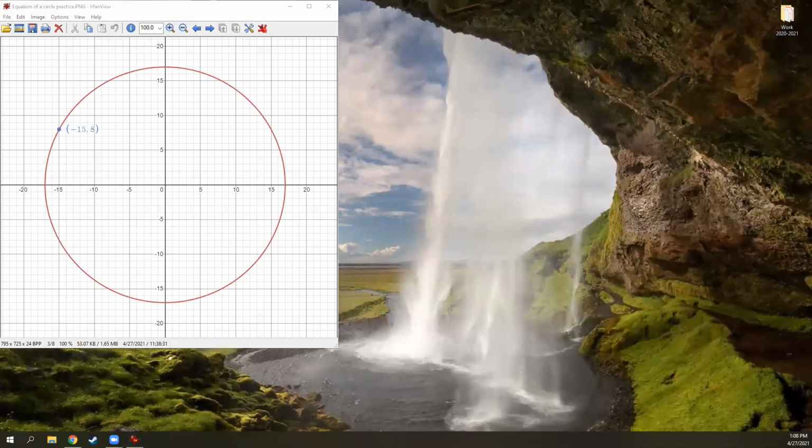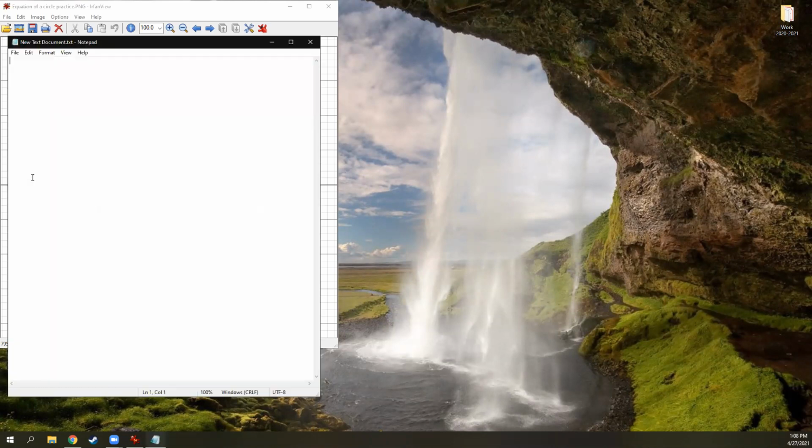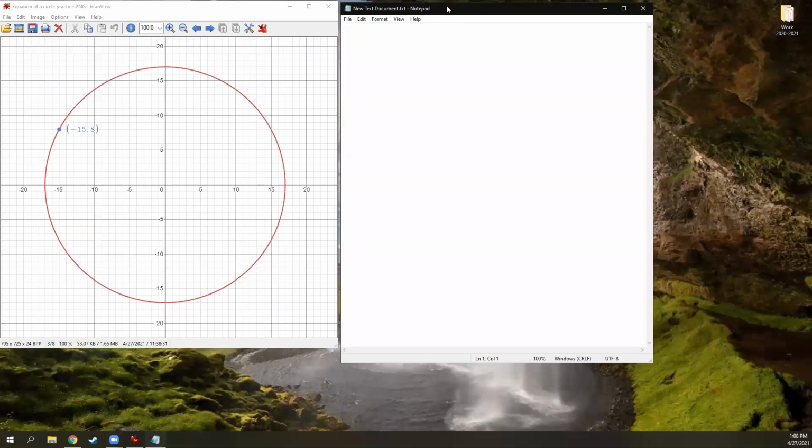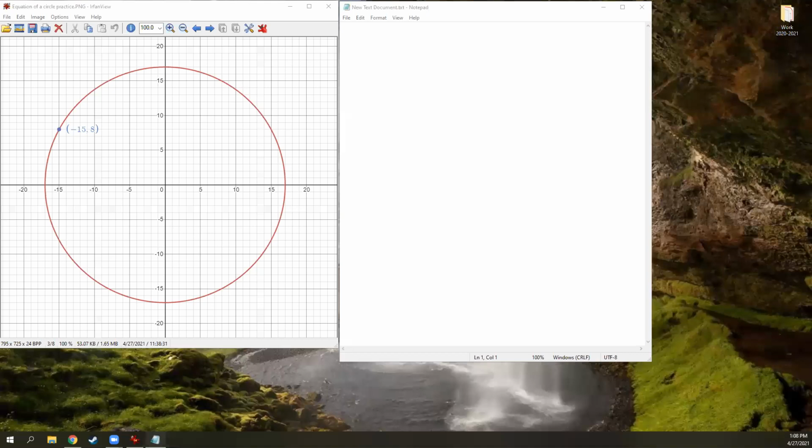I don't have anywhere to write. Let me go, new notepad. There we go. All right. Well, let's write our equation as we have it thus far. They said that the center is the origin, or I'll write the question out. What is the equation of the circle to the left? That's what we're trying to do. Figure out the whole equation. Well, we can write what we know so far.